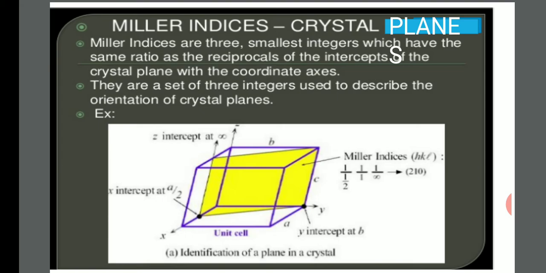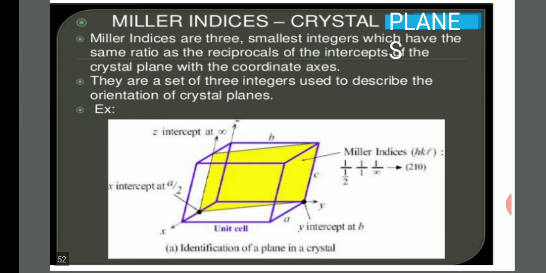Now going to discuss Miller indices, which are also known as crystal planes. Miller indices are the 3 smallest integers which have the same ratio as the reciprocals of the intercepts of the crystal plane with the coordinate axes. They are a set of 3 integers used to describe the orientation of the crystal planes.